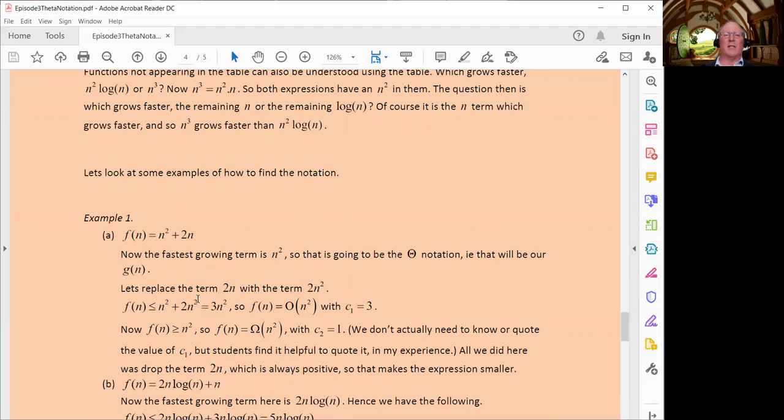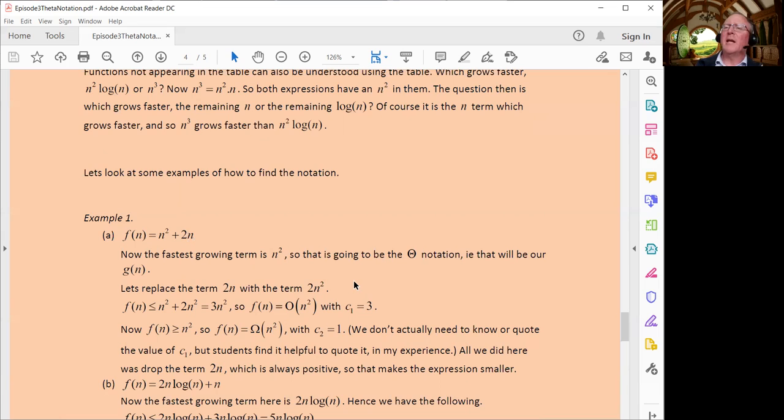Okay, look at n squared plus 2n. I'm just going to replace the term 2n with the term 2n squared. And so we get f of n is now less than or equal to n squared plus 2n squared, because we've made this term at the back bigger, so it must now be bigger than f of n. In other words, f of n is less than or equal to it. And so f of n is big O of n squared, with C1 equals 3. And f of n is bigger than n squared because 2n is obviously a positive term. And so f of n is omega of n squared with C2 equals 1.